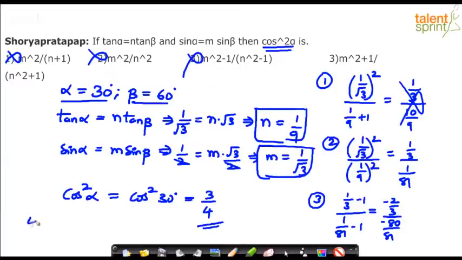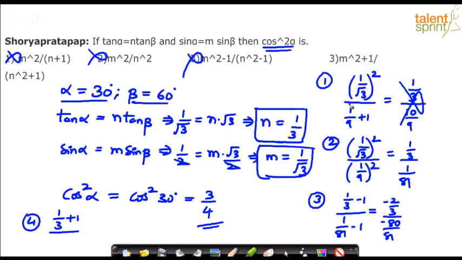Substitute in option 4. I am doing it here. M square plus 1. M square plus 1 is what? 1 by 3 plus 1 divided by n square plus 1. Okay, I think I've committed a mistake here. This is 1 by 3, this is not 1 by 9. I'm so sorry. This is 1 by 3. N is equal to 1 by 3. Sorry. So being too quick also is risky sometimes.